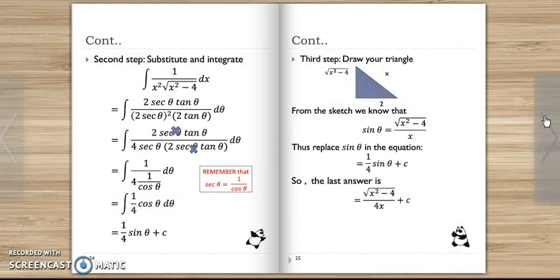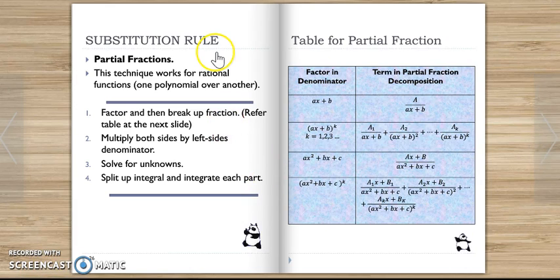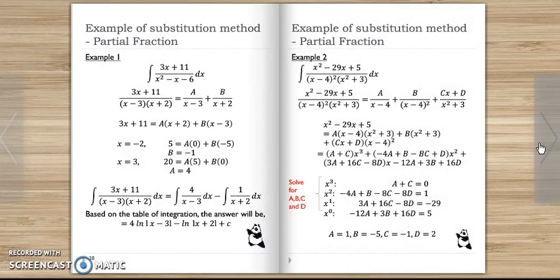Okay, then next, partial fraction. Integration using partial fraction has a lot of work to do. First you have to know the factors in the denominator, then the terms in the partial fraction decomposition. So this is step 1, step 2, step 3, step 4. After that, this is an example. First you have to determine the factors in the denominator. When you determine that, it will become like this.